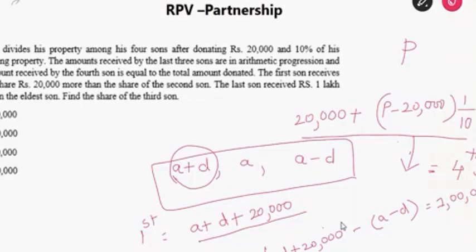Now see here, a and a get cancelled. Minus of minus d, 2d is equal to 80,000. Now d is nothing but 40,000. We got the value of d. Now see the next part.